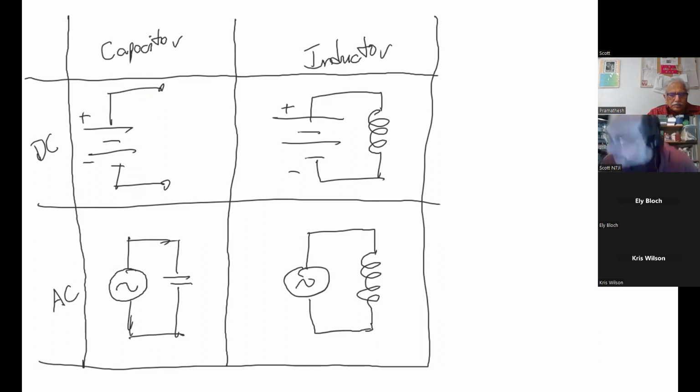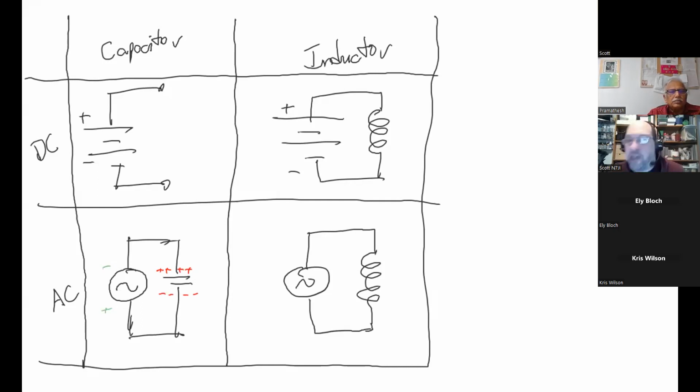Okay, so now let's hook up a capacitor to AC. Now, the interesting thing about AC is that AC goes through cycles. Half the time it looks like that. What happens when the voltage looks like that? This charges up to the plus, this charges up to the minus. But then what happens to the power supply? It flips. And now this is the plus and this is the minus.